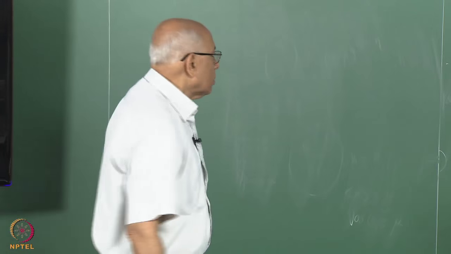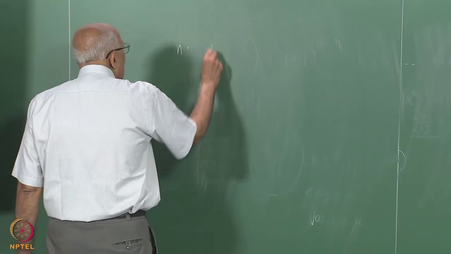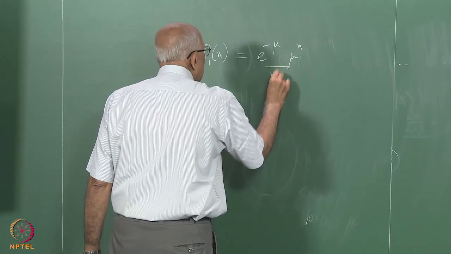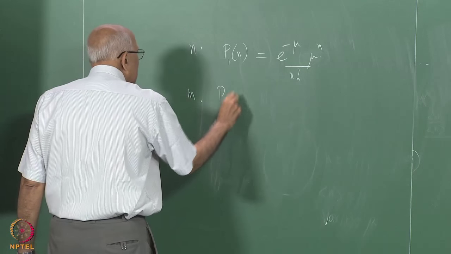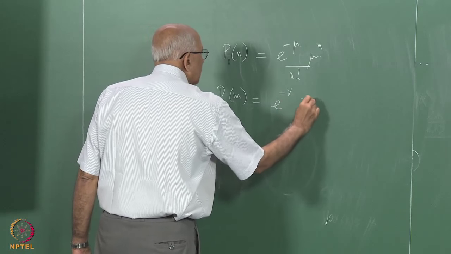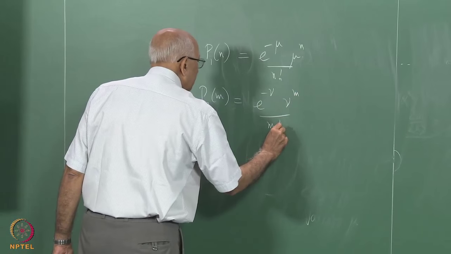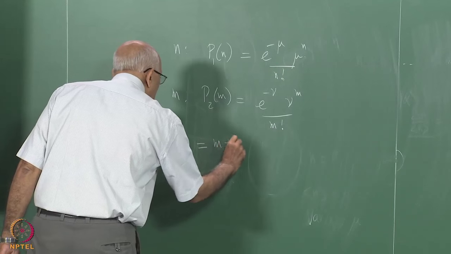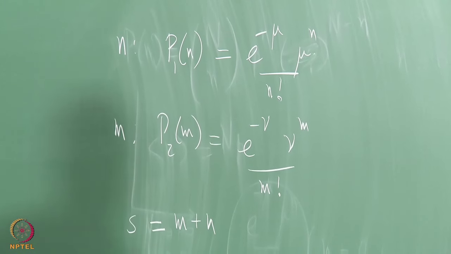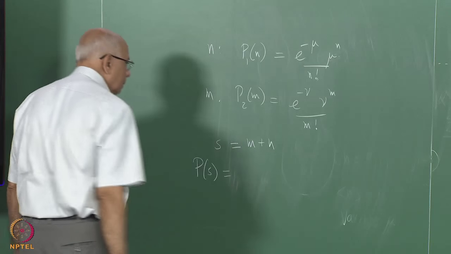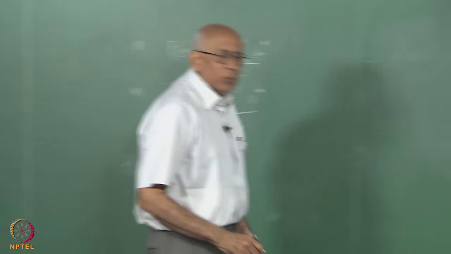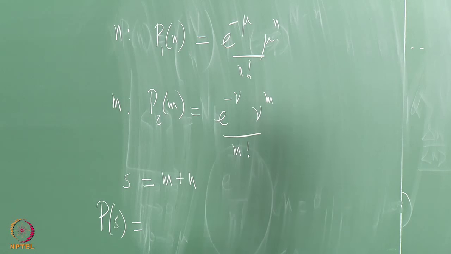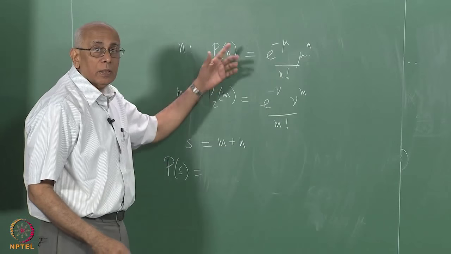Okay, so let's suppose that you have one random variable n, which is distributed as p1 of n in a Poisson manner, mu to the n over n factorial, and you have another m, which is also distributed in a Poisson distribution, but with a different mu. We'd like to know what is the probability distribution of the random variable S defined as m plus n. I'd like to know what is P of S. Now, how would you approach this problem? These are completely independent of each other.